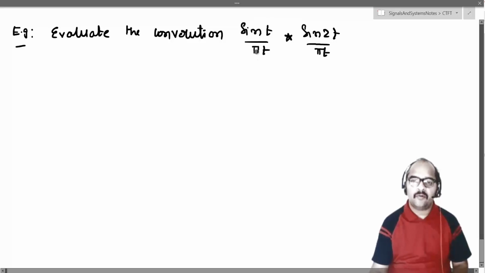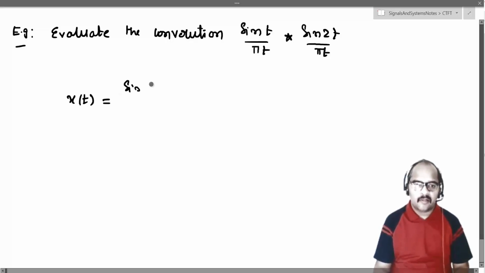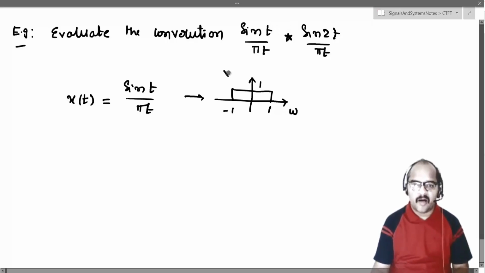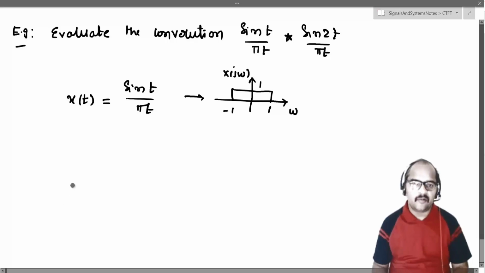Okay, so we have to do the convolution, and hence the final answer is in which domain? Time domain. But you can easily see that doing the convolution in time domain is really tough. Hence we will take the help of the convolution in time domain property, which implies we are multiplying in frequency domain. So let's say we have x of t equal to sine t divided by pi t. We already know that this will have a rectangular function from -1 to +1 with amplitude 1 as the Fourier transform, which is x of j omega.